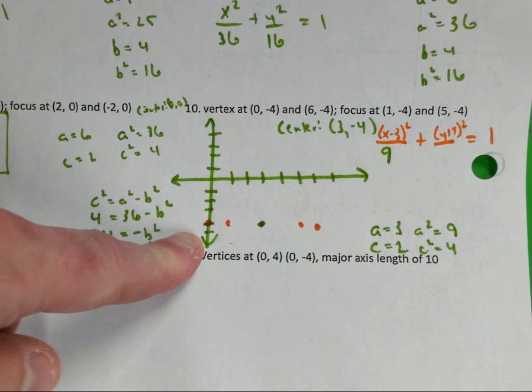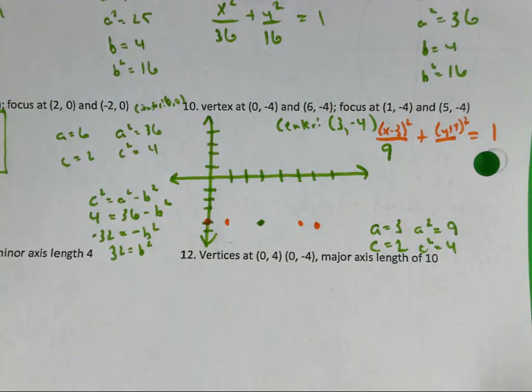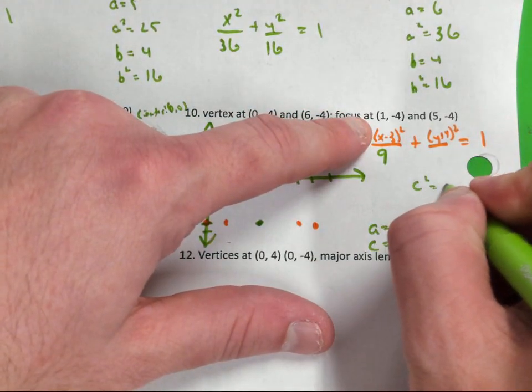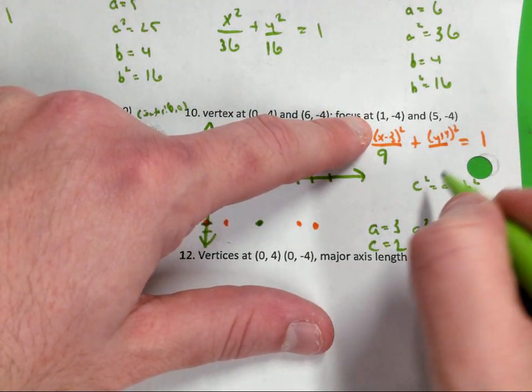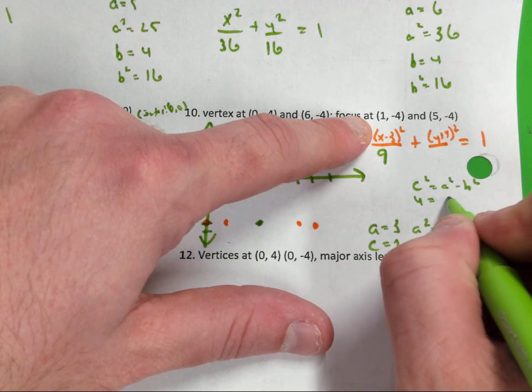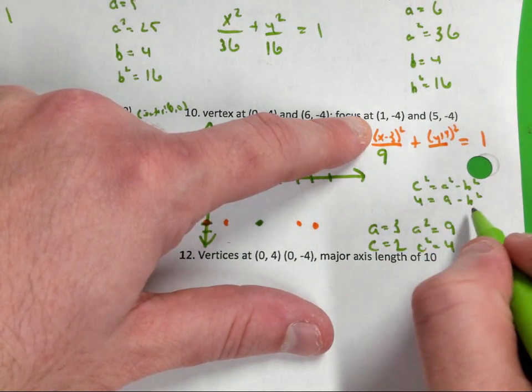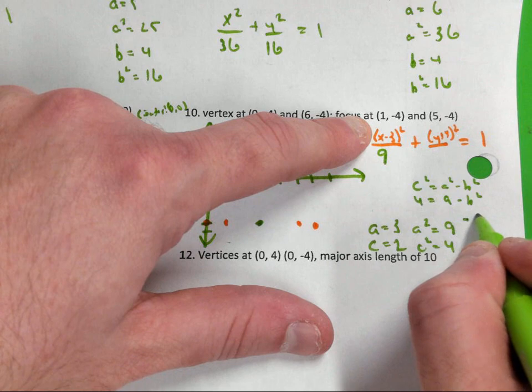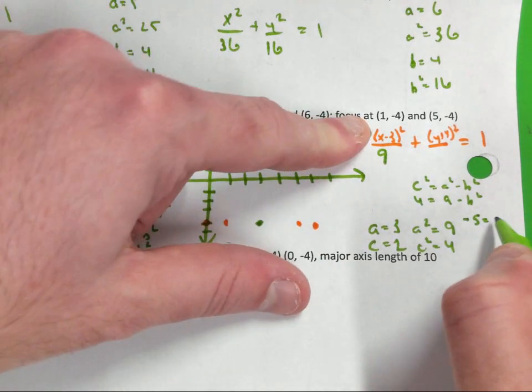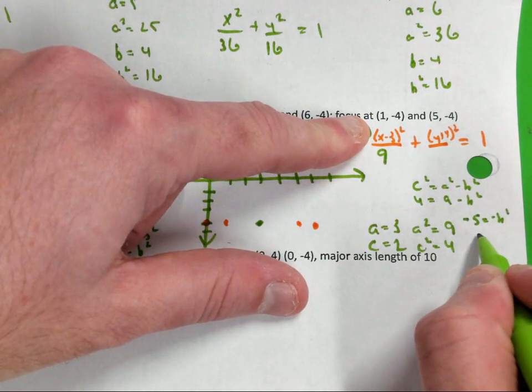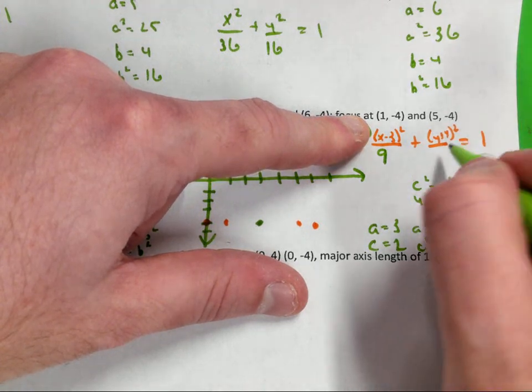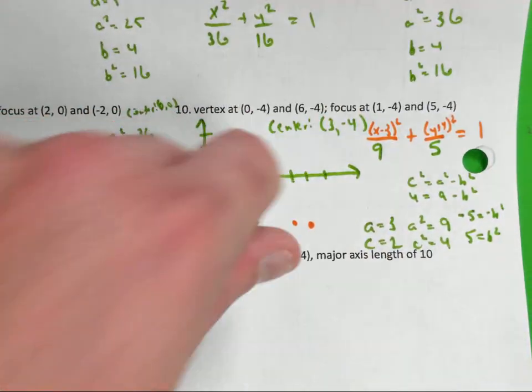Yes. So now I'm going to use C squared equals A squared minus B squared. C squared is 4 equals 9 minus B squared. That's going to give me -5 equals -B squared. Divided by -1, 5 equals B squared. So that's going to be a 5 right there.